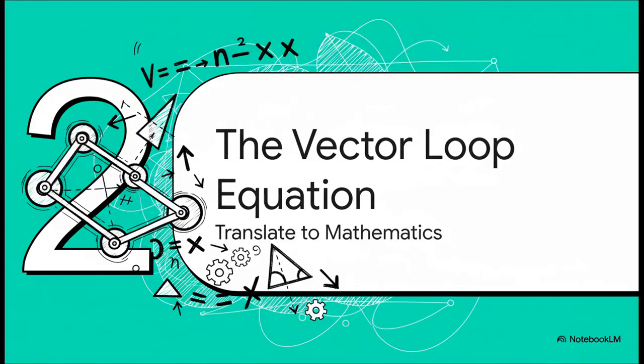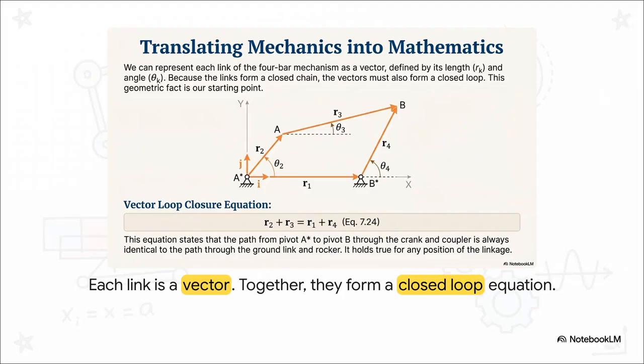Okay, moving on to section 2, the vector loop equation. This is where we start translating the physical hardware, the actual metal and bolts, into the pure, universal language of mathematics. So the way we start is by looking at this mechanism in a totally new light. Imagine each link isn't just a bar, but it's a vector. It has a length and it has an angle.